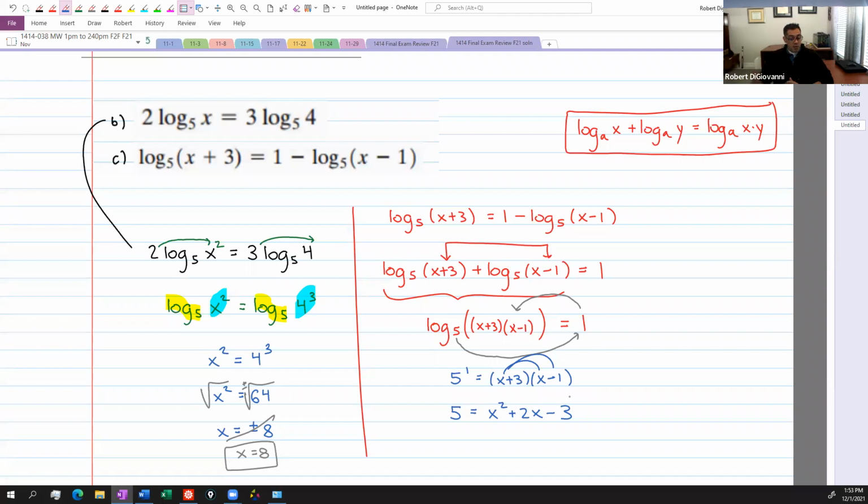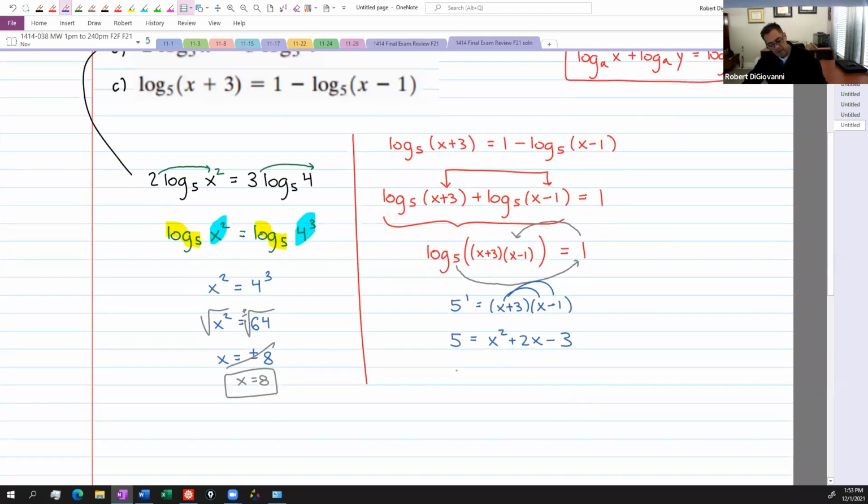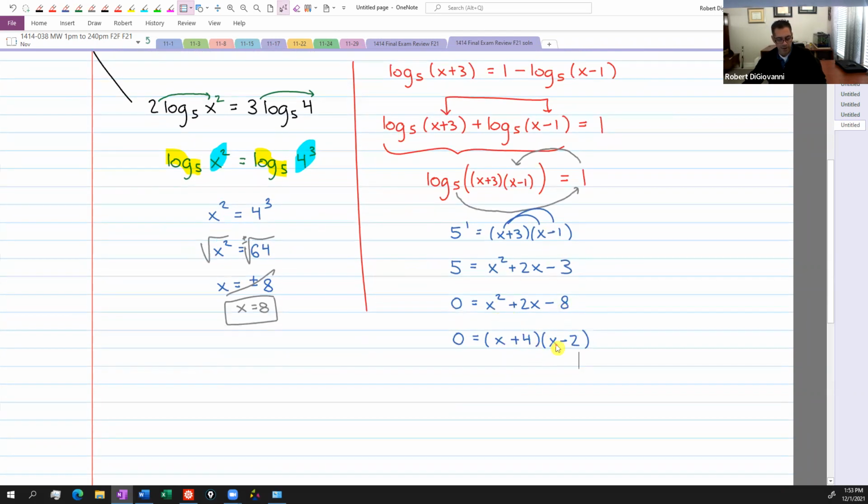And now we have to solve the quadratic equation. So we need to move everything to one side. I'm going to subtract 5 on both sides, and that gives me minus 8. Then I can either use the quadratic formula or I can factor, and this does factor. So I set each factor to 0. I'm not showing the work there, but I'm trusting you can set those equal to 0 and solve. We get -4 and 2.